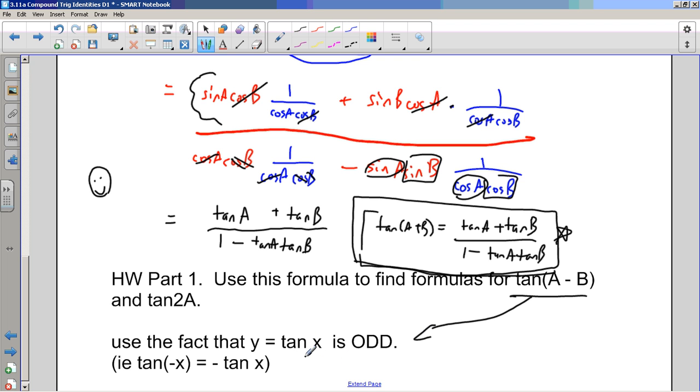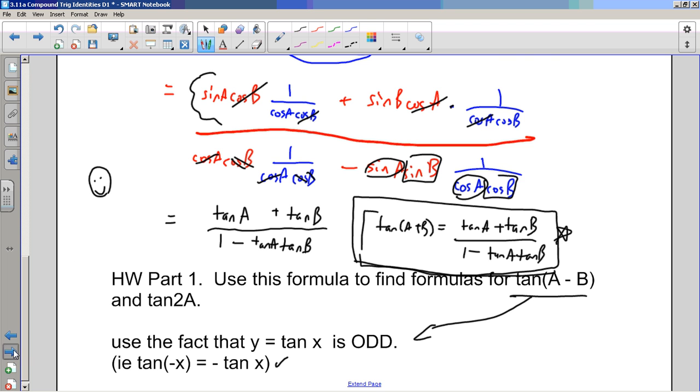So remember last class, I offered a bonus for anyone that put an explanation about whether tan and secant and cosecant were even or odd. Well, here's the fact that tan X is odd. Now you have to explain why on Facebook if you wanted the bonus still. But you're going to need to use this fact in tonight's homework. So this is homework part one.